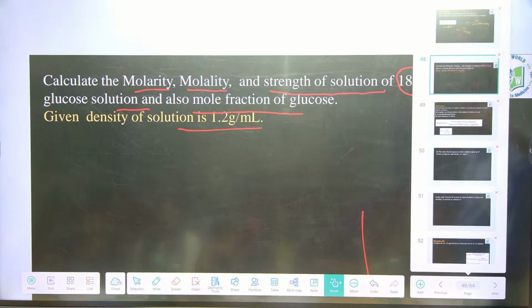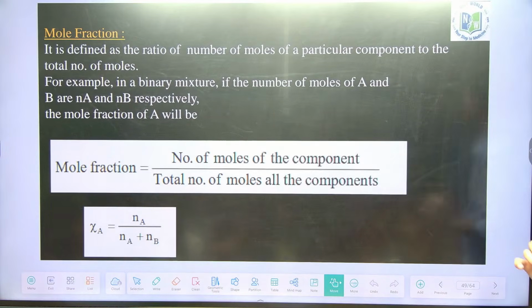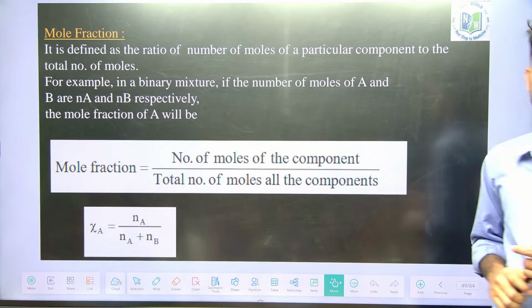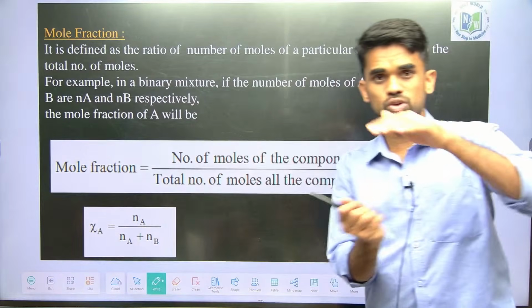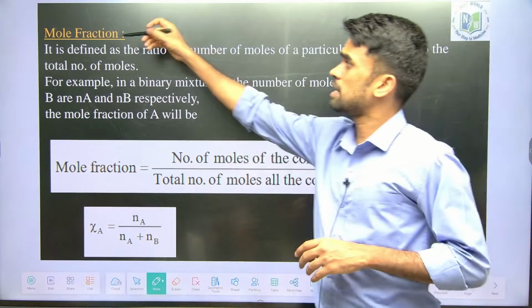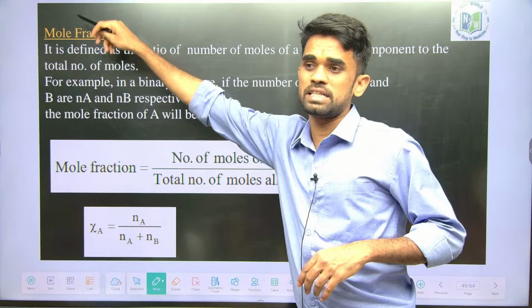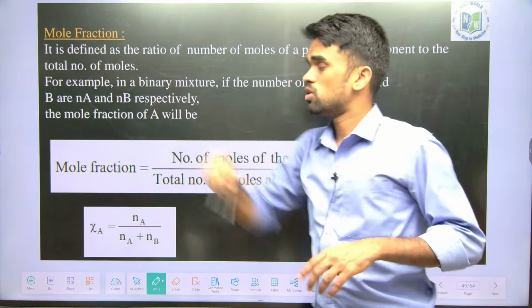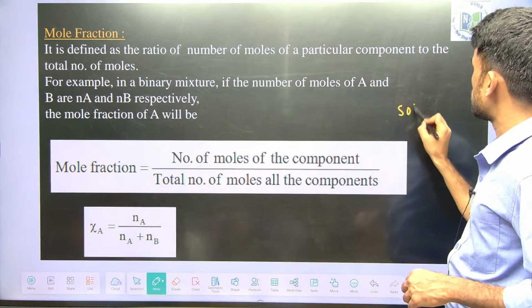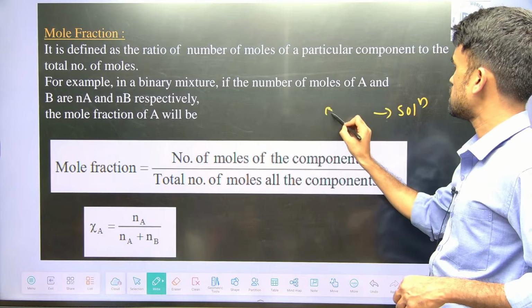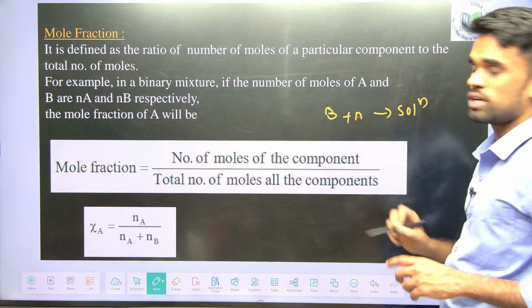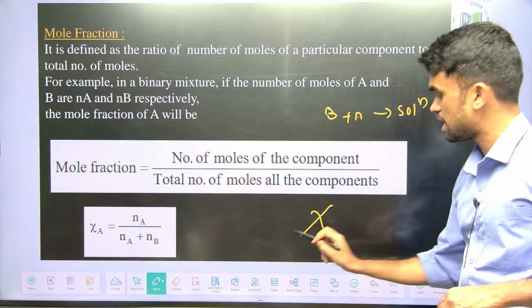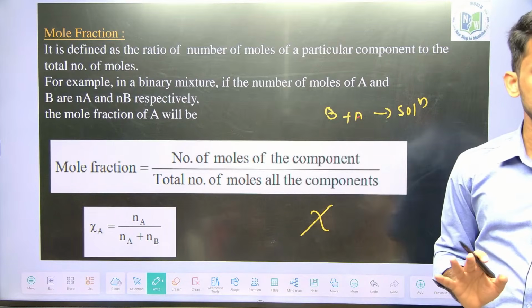Okay, next term is what? Mole fraction. See, fraction means fractions, you know now. So it's a thing where we are expressing fractions of what? Moles. Generally, a solution means what we have? Solute plus solvent. Now mole fraction is indicated with the symbol chi, or you can say simply x.